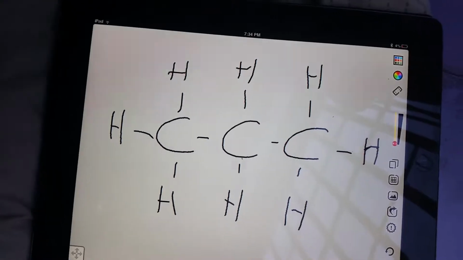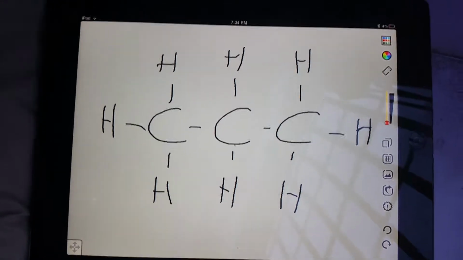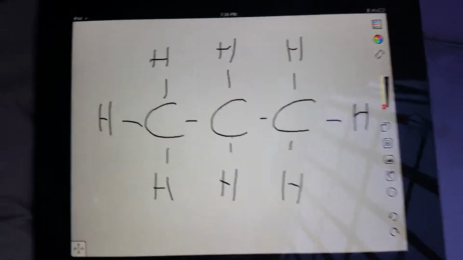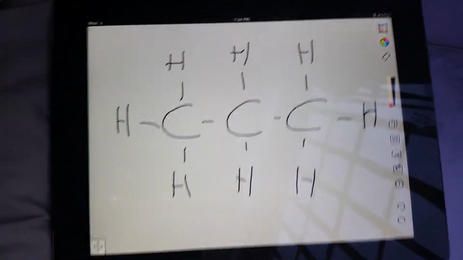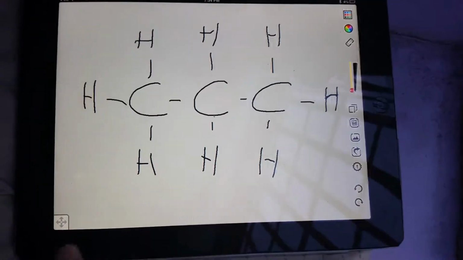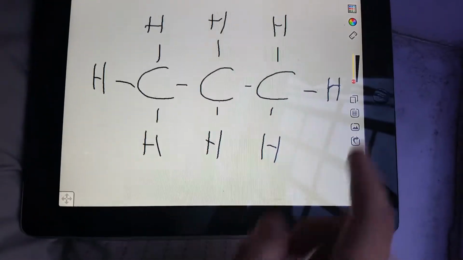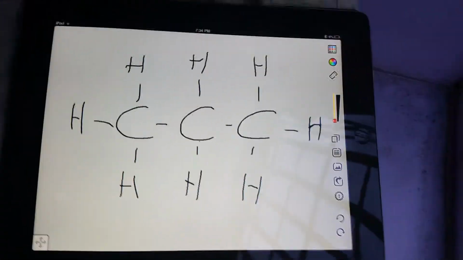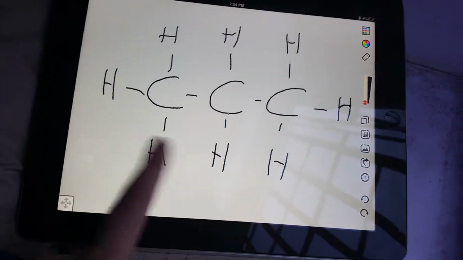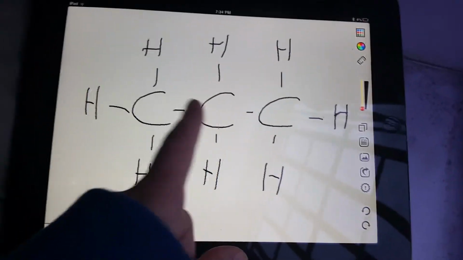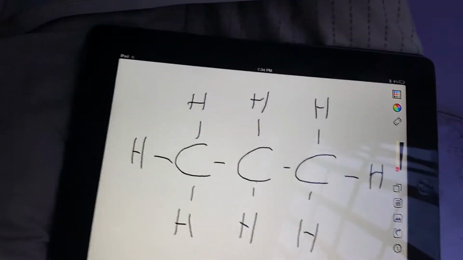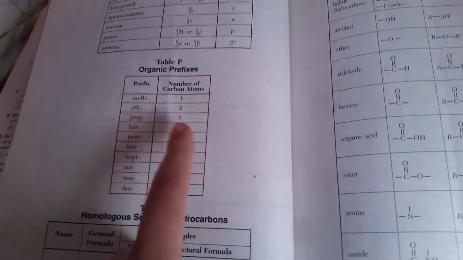Okay, so this is part 3 of chapter 11, organic chemistry, naming the compounds. So basically, what you have over here is 3 carbons. What you do is you find your largest string of carbon. Over here we only have 1, so it's 1, 2, 3. And you're going to go to table P, which is right over here. Go to how many number of carbon atoms. We see 3 is prop.